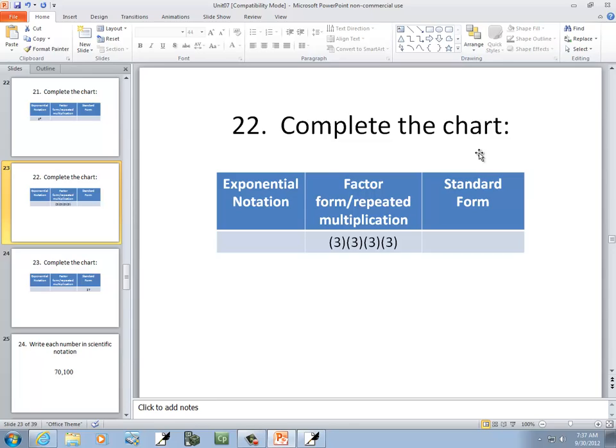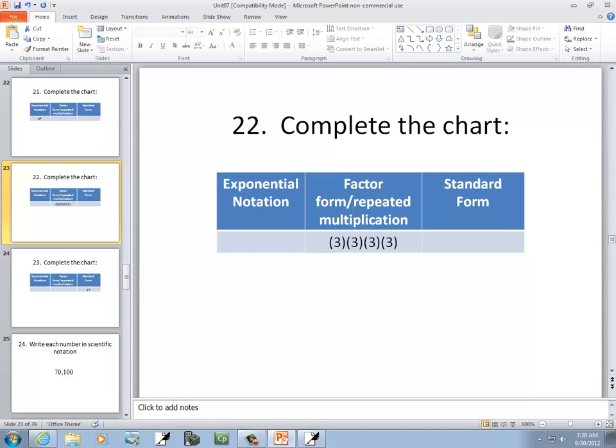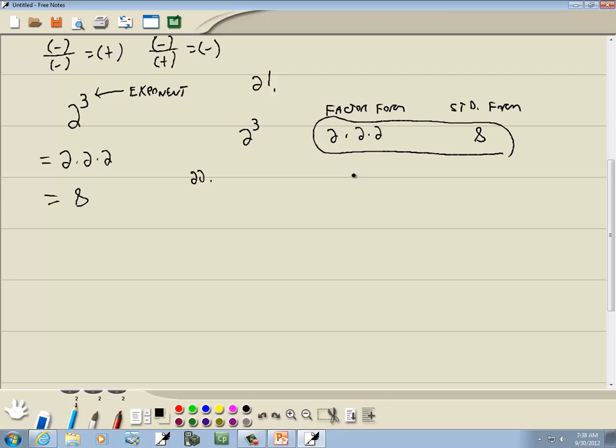Now let's look at our next one. Number 22. Okay, so they're giving us the factored form. So we got 4 3s. Now parentheses right next to each other indicate multiplication. Dots between two numbers indicate multiplication. Well, exponent-wise, there's 4 3s, so this is going to be 3 to the 4th. Now our standard form, 3 times 3 is 9, times another 3 is 27, times another 3 is 81. So that'd be 81. So these would be our answers for that one.